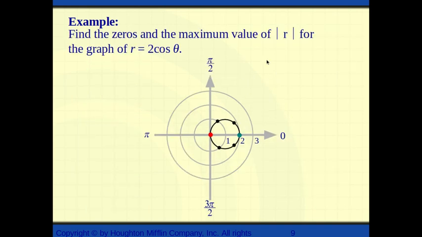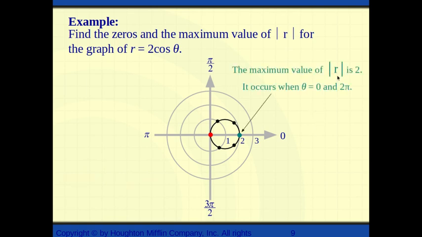So sometimes finding the zeros or the maximum values is something that we want to do as well. For the graph here, the maximum value is the furthest point from the pole. In this case, for the maximum value, we always use absolute value, since r is a distance from the pole, so it doesn't matter if r is positive or negative. The biggest value that can be is 2, and it occurs at 0 and 2 pi, and also at other values besides these.